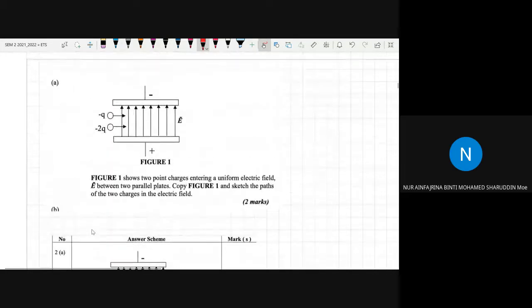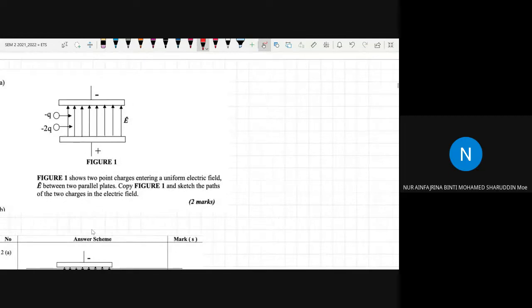Okay, so next one. So figure 1 shows 2-point charges entering a uniform electric field. So akan ada 2-point charges entering a uniform electric field between 2 parallel plates. So you have 2 parallel plates. So this is the first parallel plate and another one. So copy figure 1. So in exam, contohnya dia cakap copy figure 1, you must copy everything. Lukis je balik pakai pemaris. And sketch the path of the 2 charges in the electric field. So you must sketch the path.